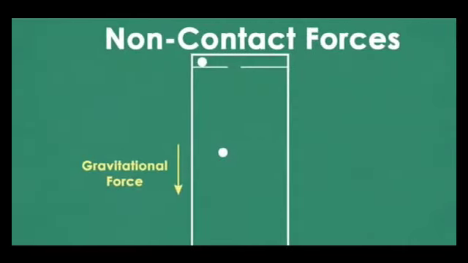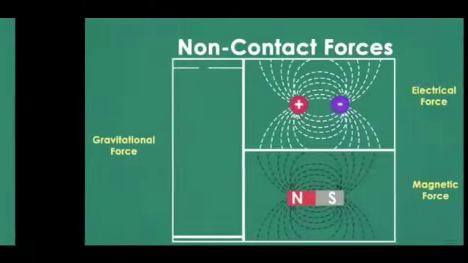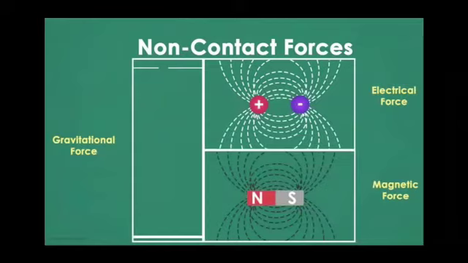Next, non-contact force. When we throw a ball up in the air, it falls down. What pulls the ball down? Yes, it's the gravitational force which pulls the ball down. This pull happens even if the object is not in physical contact with the earth. So, the gravitational force is an example of a non-contact force. Some other examples of non-contact forces are electrical force and magnetic force.